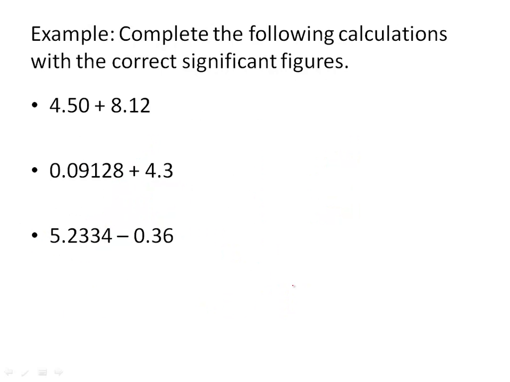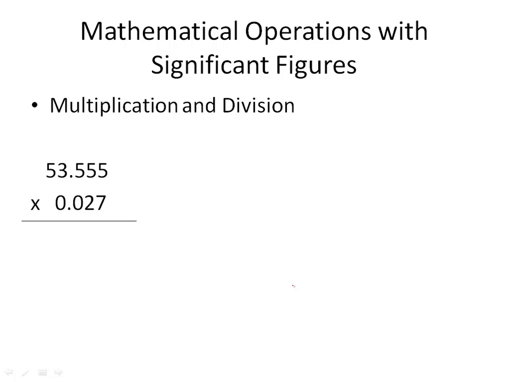Okay? All right, now when we're multiplying and dividing, we look at the total number of significant figures. So we don't just look at what's to the right of the decimal point when we're multiplying and dividing, we look at all of the numbers. So how many significant digits are in the number 53.555? They're all non-zeros, they're all significant, there are 5. How many are in the number 0.027? Remember, we start counting on the left and we start counting with our first non-zero digit, which is 2. Of course, the 7 is also significant because it's non-zero. So there are only 2 sig figs in the number 0.027.